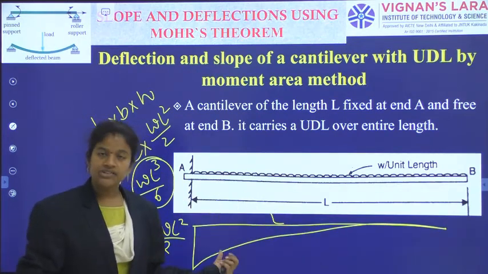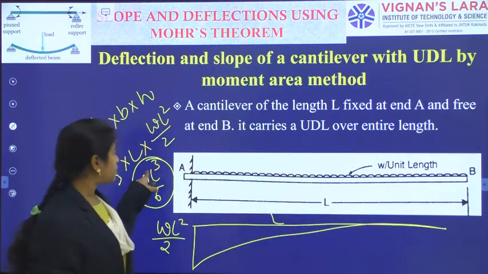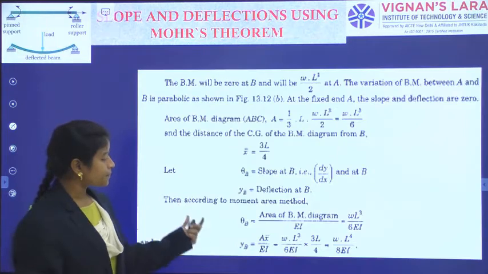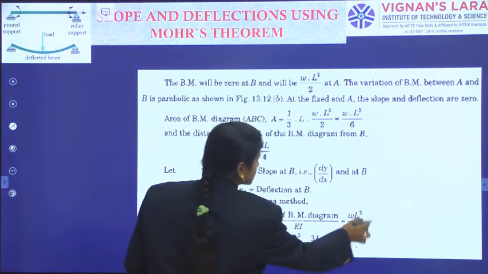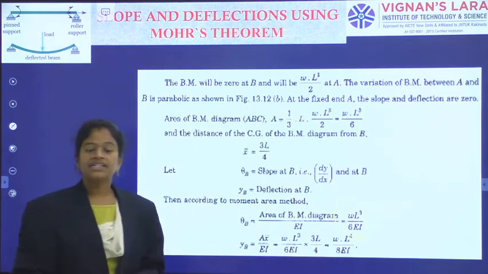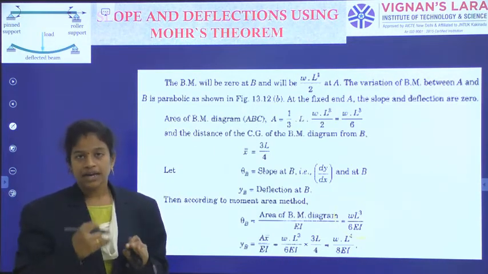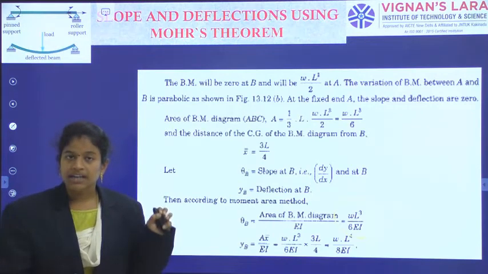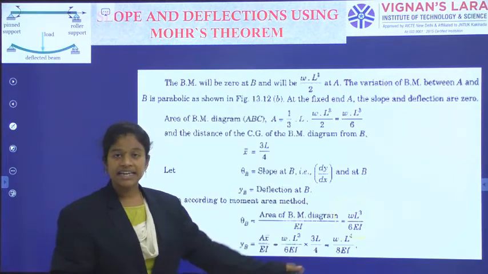As theta A is equal to 0, directly theta B, the slope at the free end, is equal to WL cube by 6 EI. And then the deflection at the free end, how can we calculate? That is A into x bar by EI. Again, x bar should be measured from the free end.